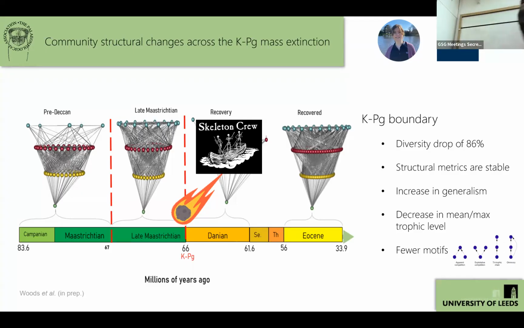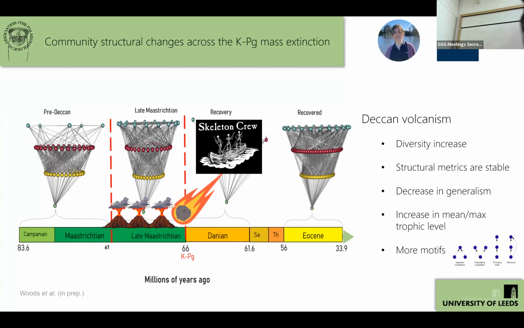By the Eocene, everything's pretty much recovered, and that Eocene community is structured in an almost identical way to our late Cretaceous community. So there's no evidence that the KPG actually causes a permanent shift in community structure. It seems like our communities were back to exactly what they were like in the late Cretaceous, and the late Cretaceous communities look very modern in terms of their community structure.